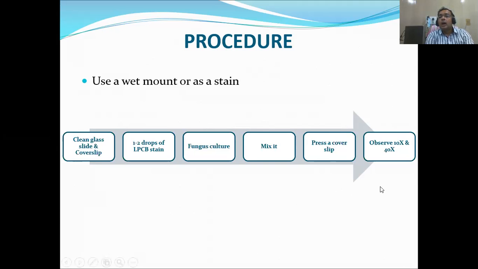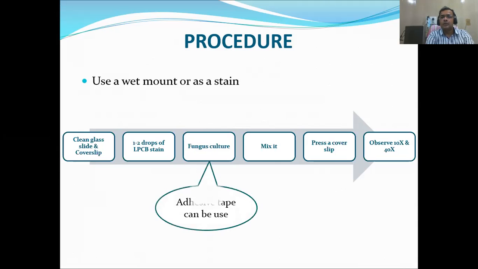Now, at the last we go for observation, and in general such slides are observed initially under 10x, and once you see the spores, then you can move towards 40x. You need not go for oil immersion or 100x in this particular staining. In contrast, in bacteriological staining, we generally focus at the lower lens and then move towards the higher or oil immersion lens. So this is one difference from bacteriological stain.